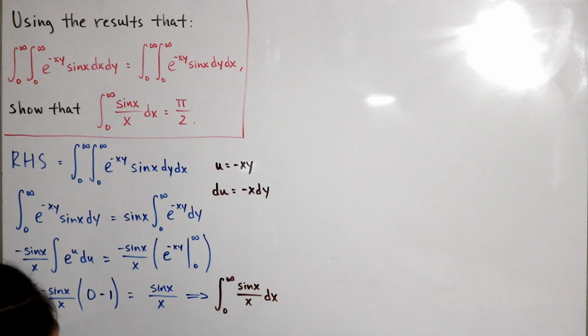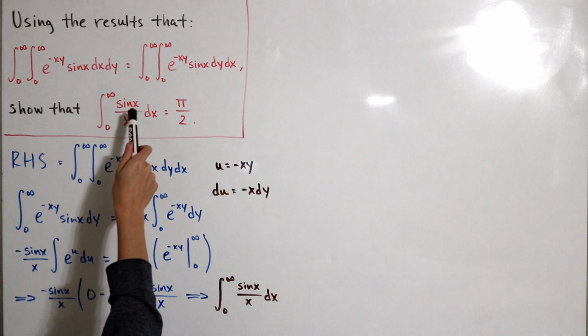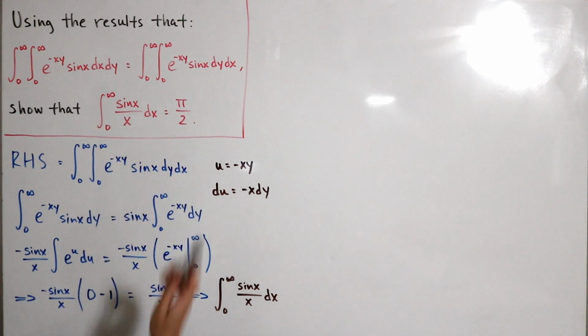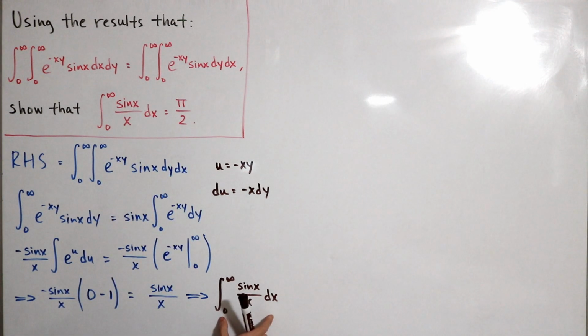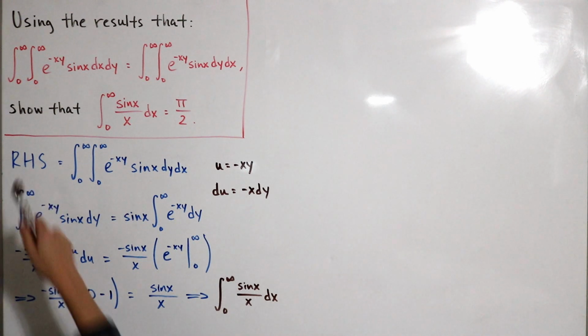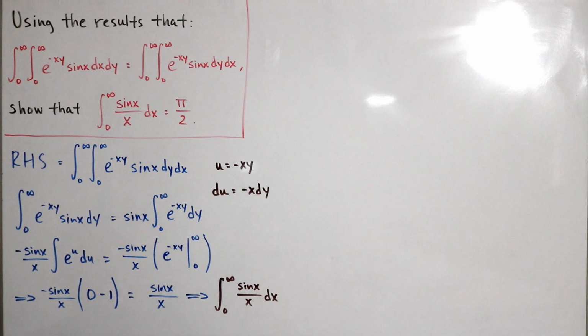That's pretty awesome, because we want to show that the integral of sine of x over x is equal to pi over 2. So that leaves one side that we have already simplified down, so we can stop from here. We have shown the right hand side is equal to this, simplified down, and now we just have to deal with the left hand side. So let's take care of that.